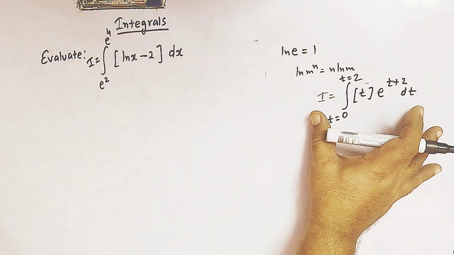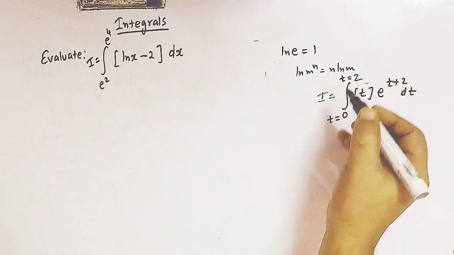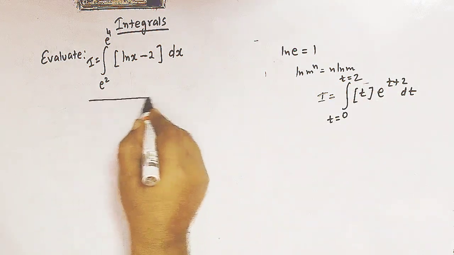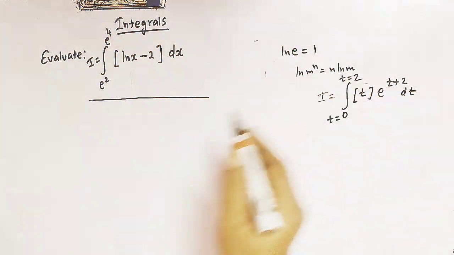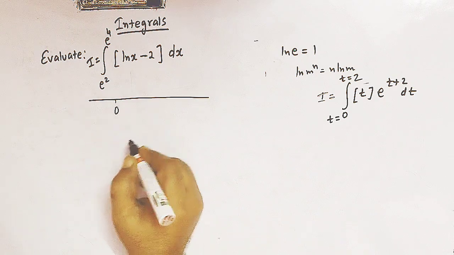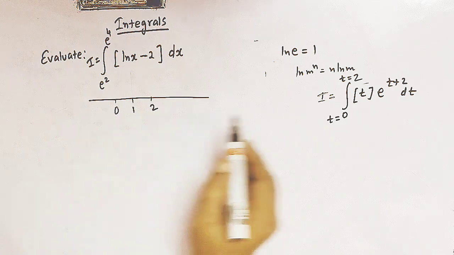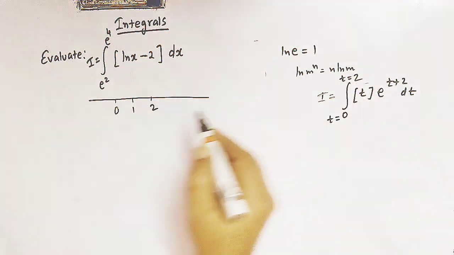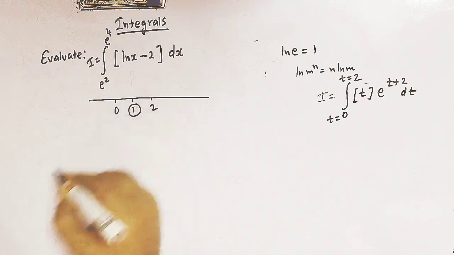So now we have to evaluate this integral, and we see that the limits of integration vary from 0 to 2, right? So let us represent these two numbers, that is the lower limit and upper limit, on the real number line. So here we have, say, 0, and here we have 1, and here we have 2, right? And we can see that the limits of integration are from 0 to 2, and between 0 and 2 we have this integer 1, right?